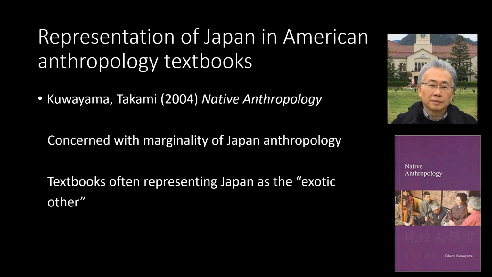He was trained within American anthropology, and one of the concerns that he raises in this book, Native Anthropology, is the marginality of Japan anthropology in anthropology as a whole in the United States. The United States has the largest community of anthropologists, so it's a very, very big community, but he finds that Japan anthropology is a marginalized field within anthropology.